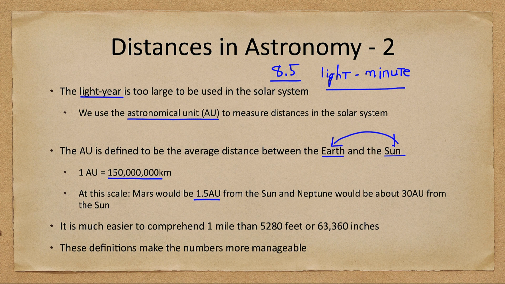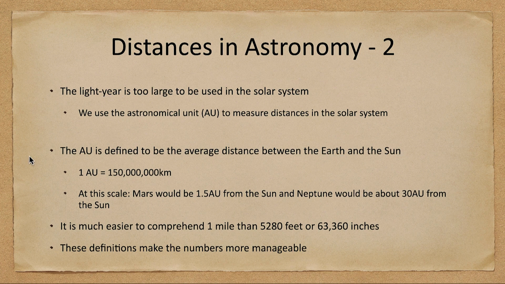Now, why is this more comprehensible? Well, we can comprehend 1 mile better than 5,280 feet or 63,360 inches, even though those are all exactly the same amount of distance. If somebody just told you something was about 60,000 inches away, you probably wouldn't be able to get a sense of how far that was without doing some kind of conversion. The whole idea of using these definitions is to make the numbers more manageable and easier to understand.